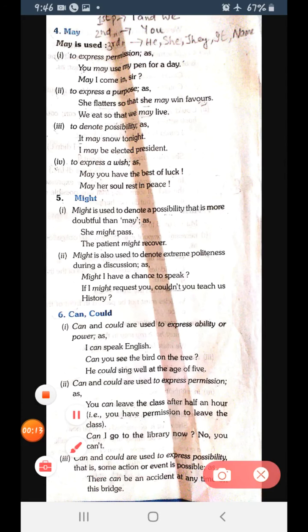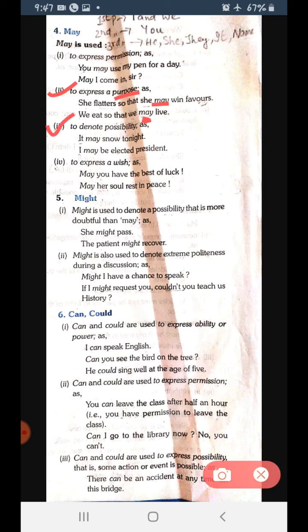Now, point number 2, to express a purpose, it means reason. She flatters so that she may win favors. So here may is used to show reason. Why does she flatter? She flatters so that she may win favors. Number 2, we eat so that we may live. Why do we eat? We eat so that we may live. So here may shows the reason why we eat. We eat because we want to live. We have to live. So, I repeat, we eat so that we may live.